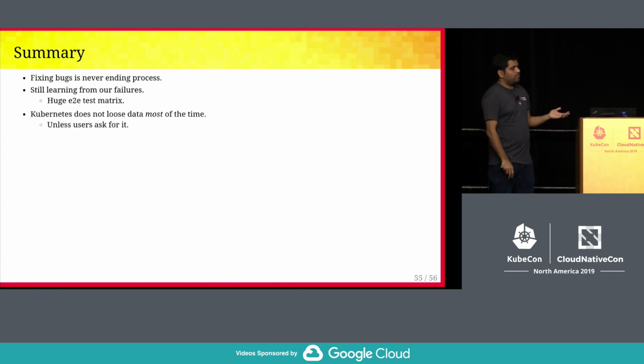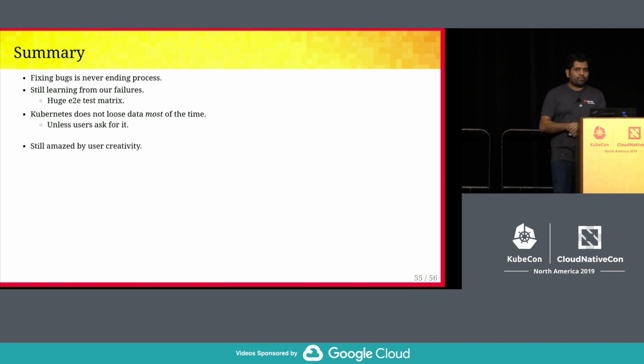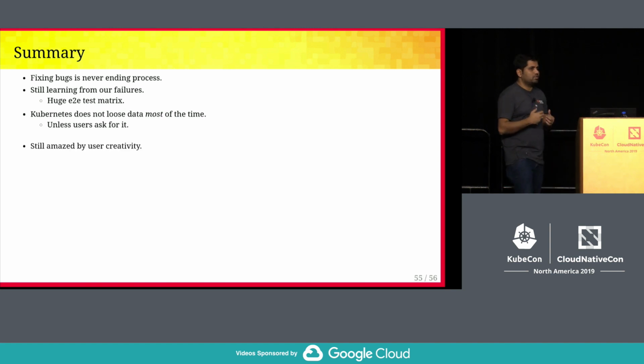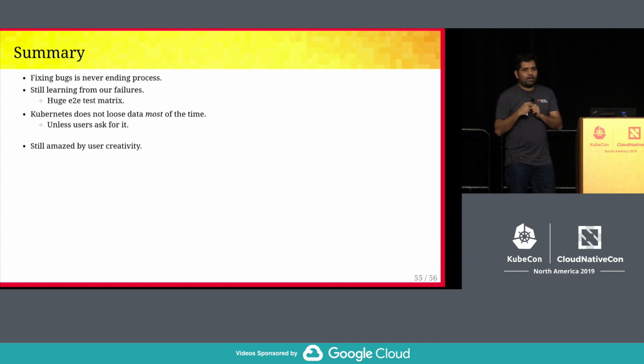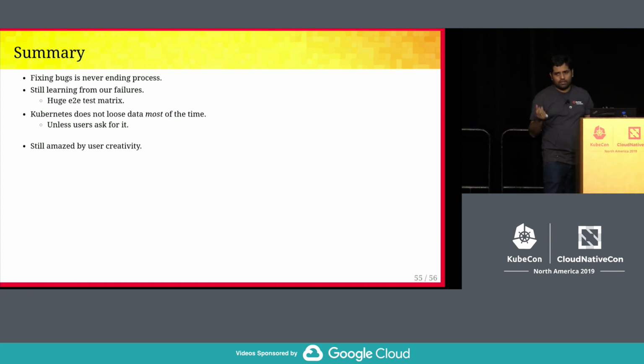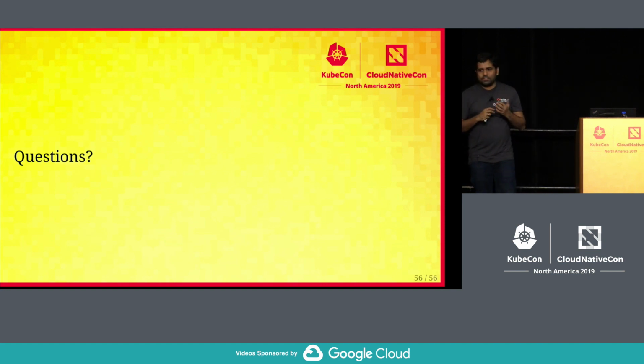Looking at the talk, it sounds like we lost data quite a bit, but we do not lose data all the time. It's sometimes, and sometimes user interaction causes it. We're still amazed by user creativity, how users use persistent volumes. We did not expect a user to use their root disk as a local volume with subpath, and that is another code path we did not expect, and there was a bug. So we fixed it, and we try to ensure that this doesn't happen. So that's pretty much our talk. If there are any questions, then yeah.